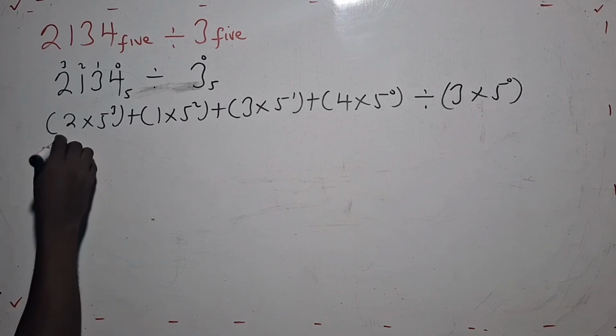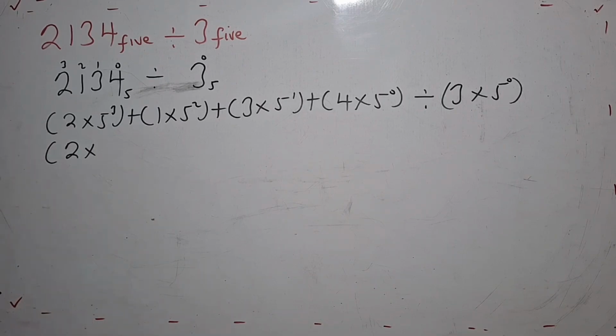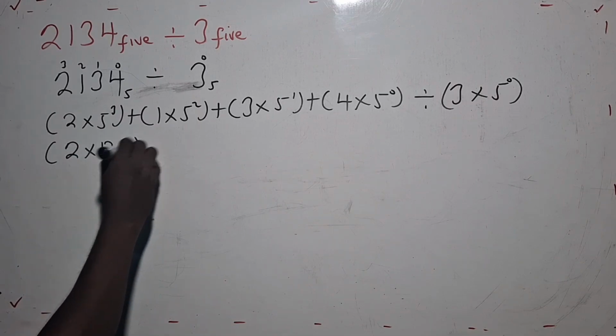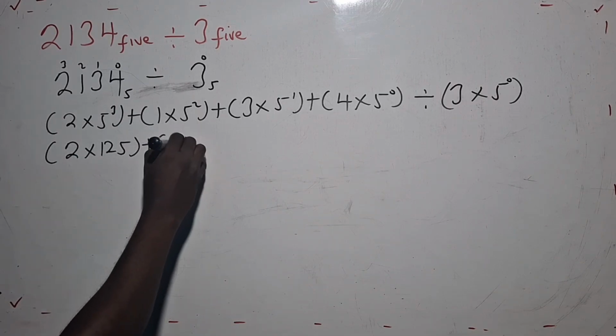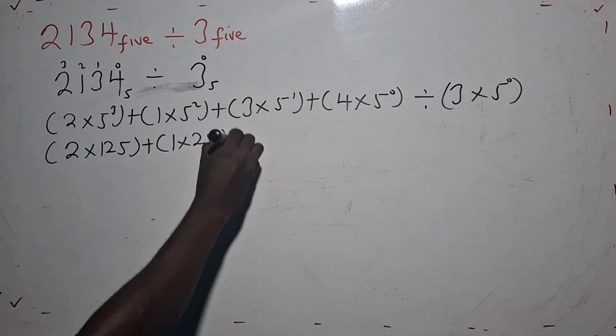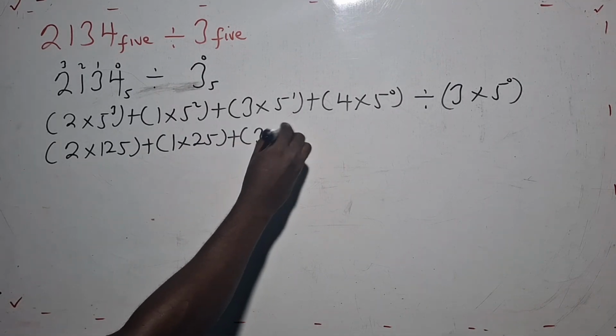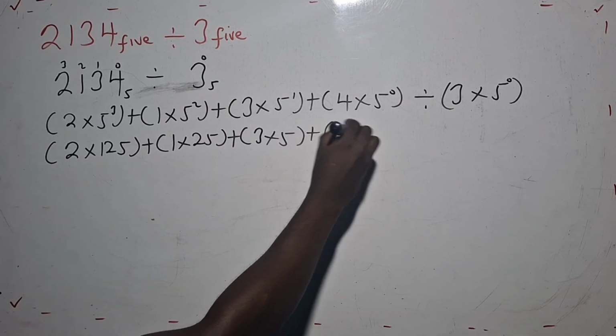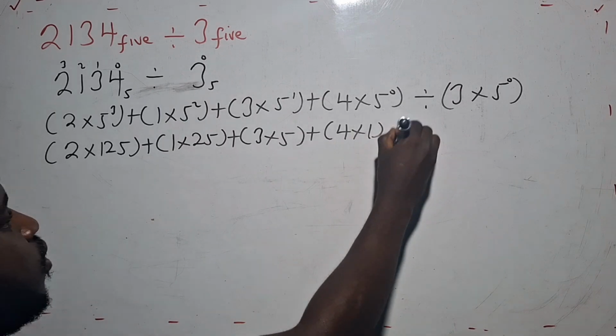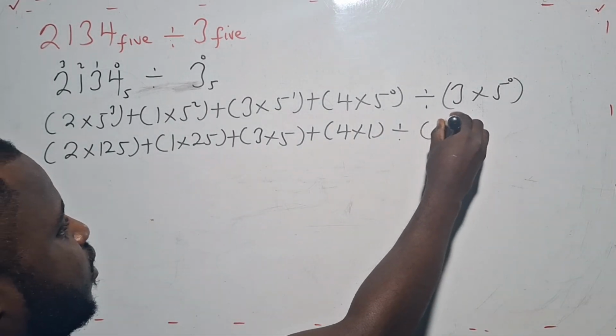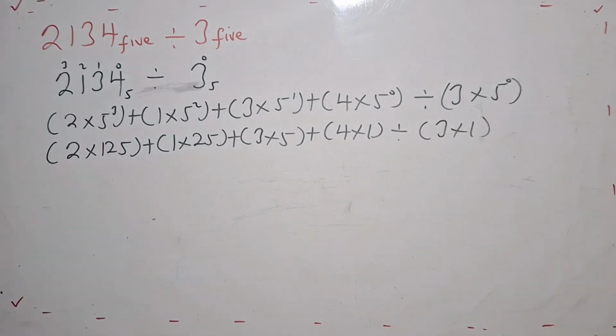So this is going to give us 2 times 5 raised to the power 3, which is 5 times 5 times 5. 5 times 5 is 25, times 5 will give me 125. Then this one will give me 1 times 25, 3 times 5, then 4 times 1, divided by 3 times 1.